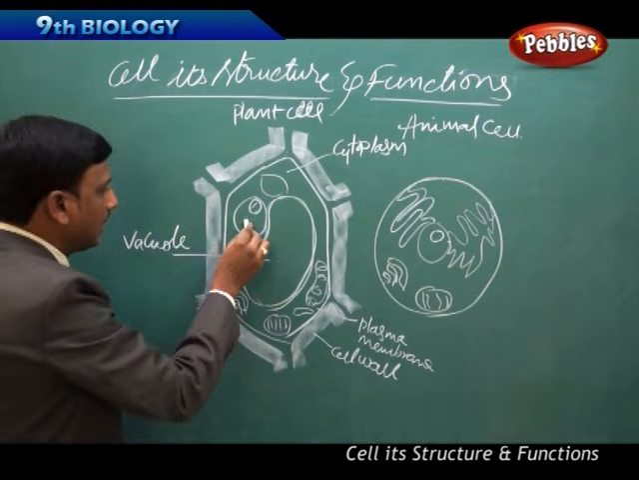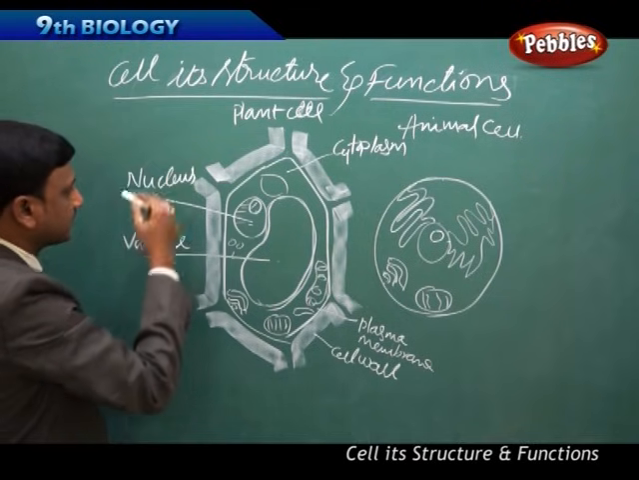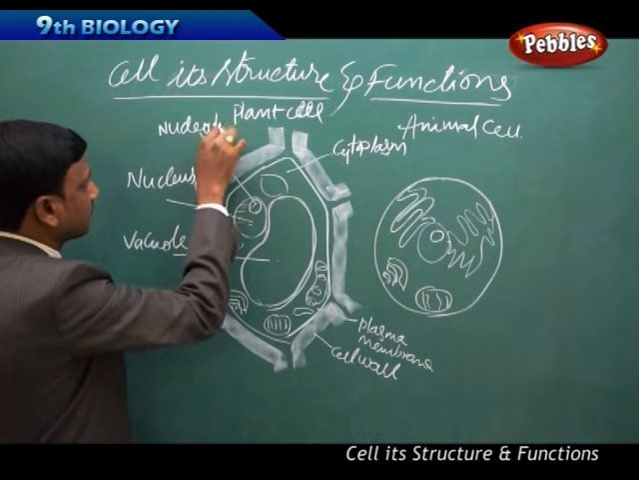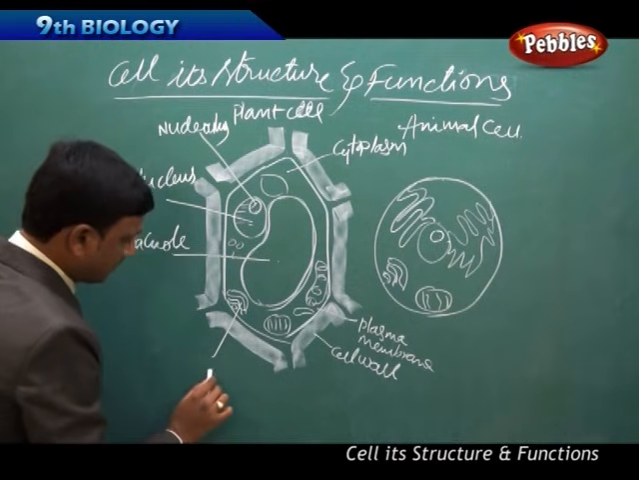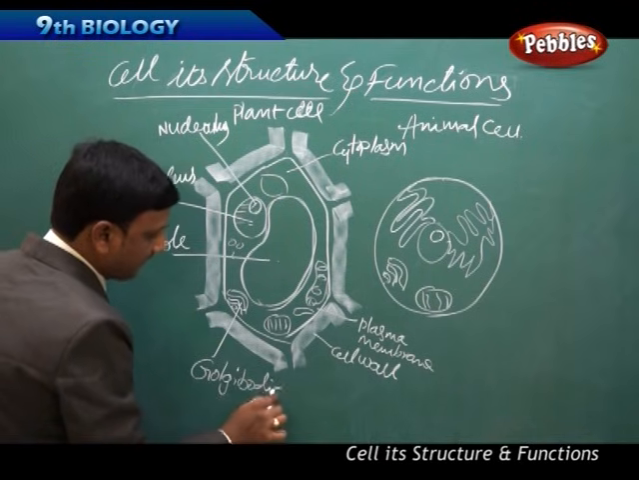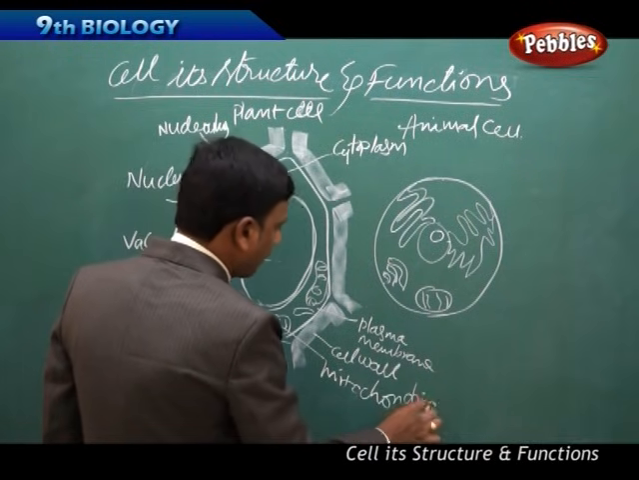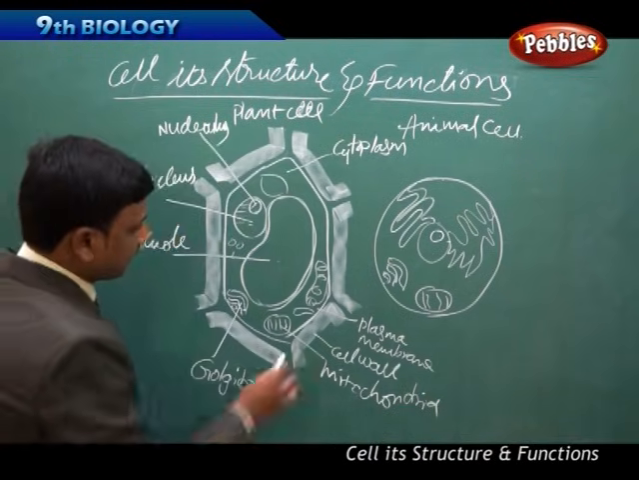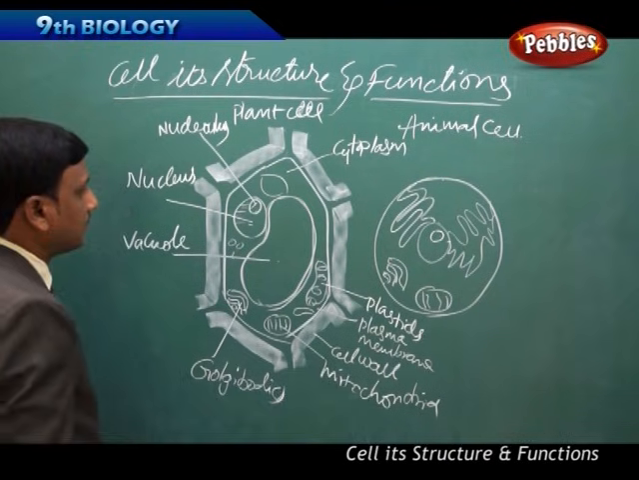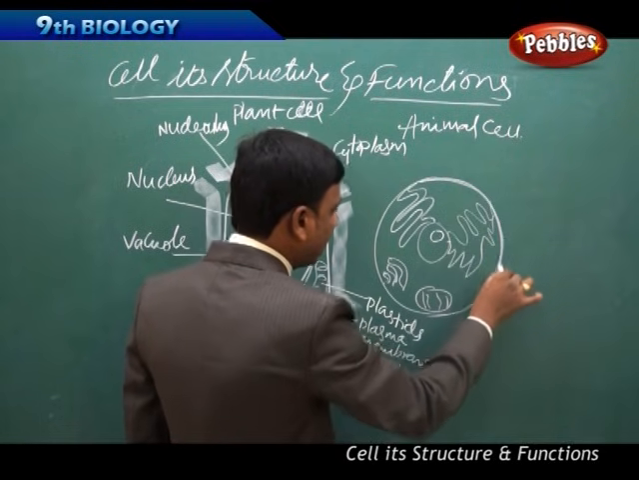This is a vacuole, and here we have a dark body, that is the nucleus. And inside the nucleus there is the nucleolus, and it has Golgi bodies or Golgi apparatus and mitochondria, and it has plastids. So these are the basic parts, and here is the animal cell.